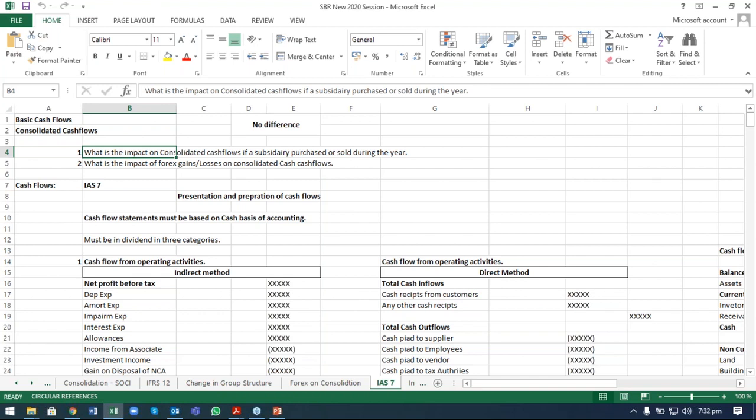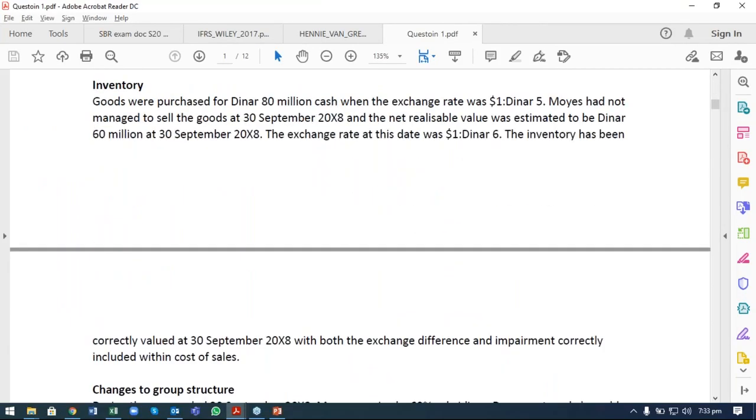The two main differences between individual cash flows, which you have studied earlier, and consolidated cash flows: you need to make sure, in consolidated cash flows, what the impact is if a subsidiary was purchased or sold during the year. That's one criterion. And we have seen in our exam section that the examiner has specifically asked what the impact is if a subsidiary was disposed of during the year from the group accounts, and how it has impacted the consolidated cash flow sections. And if you want, I can give you an idea over here.